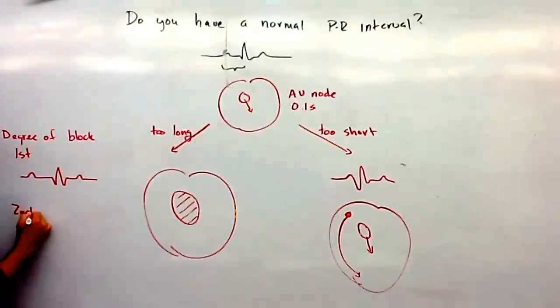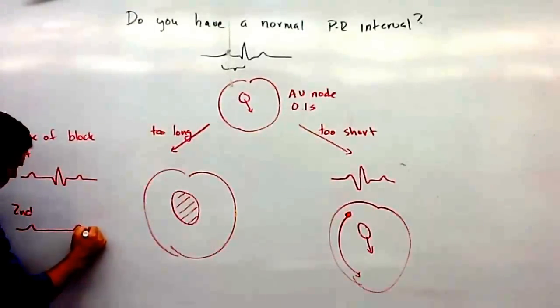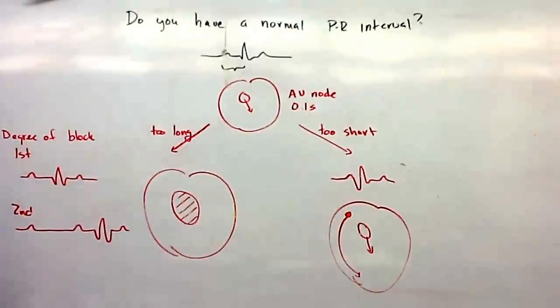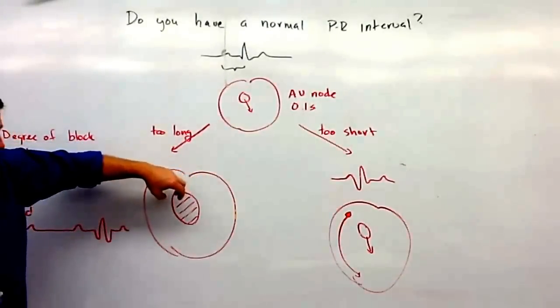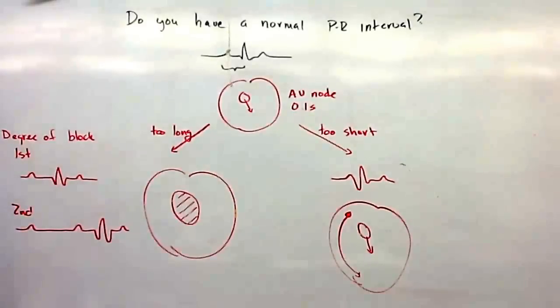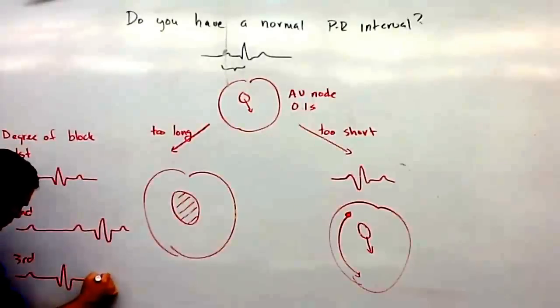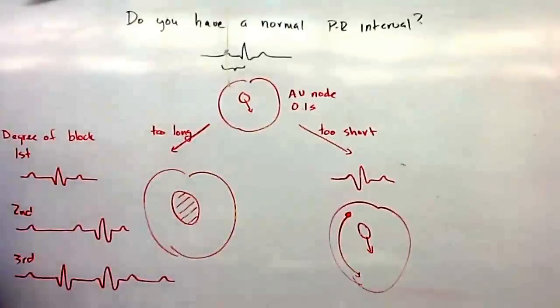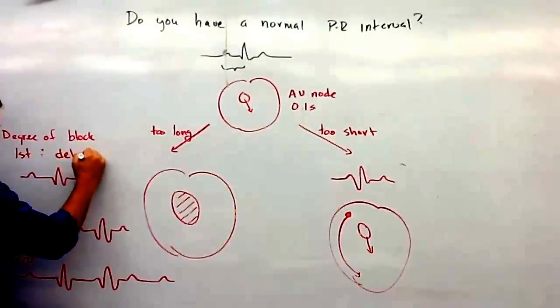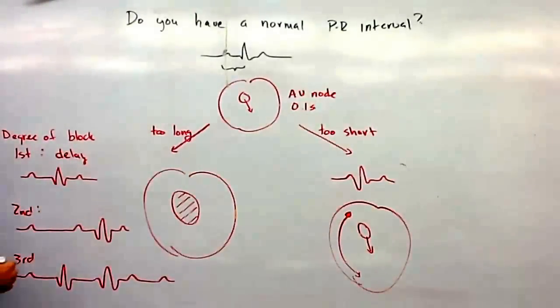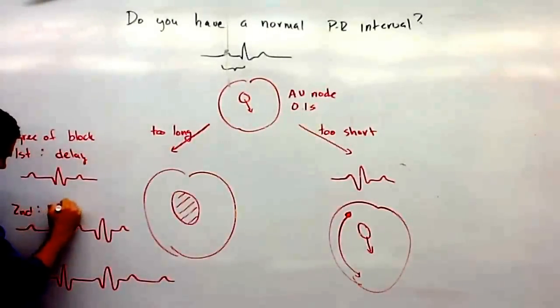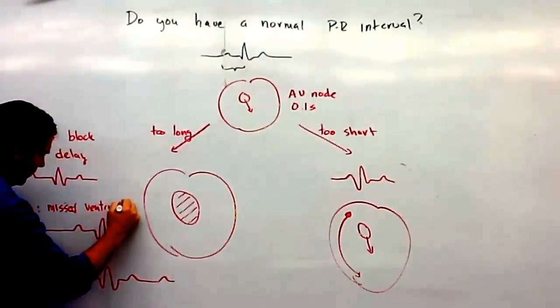Second-degree block, you have a P wave, but it wasn't followed by a QRS. So in that case, the atria contracted, but the AV node couldn't send it through to the ventricle, so there was no ventricular signal. So that's a P wave not followed by a QRS. So you missed a beat. Third degree block, it's hard to draw. What I'm trying to draw is that the P wave and the QRS are completely asynchronous. So first degree block, there's a delay. Second degree block, sometimes you miss a beat, a missed ventricular beat.